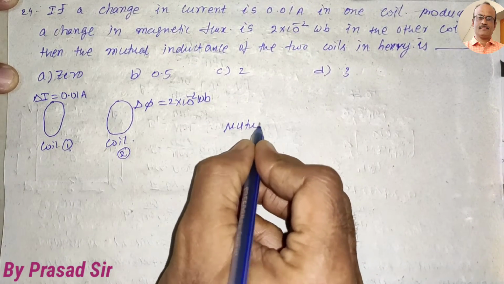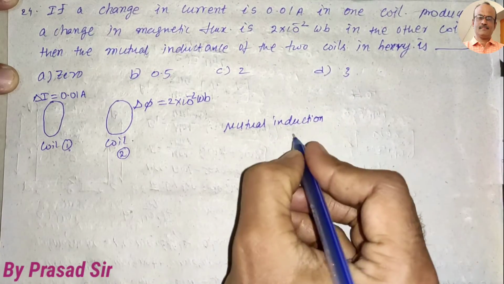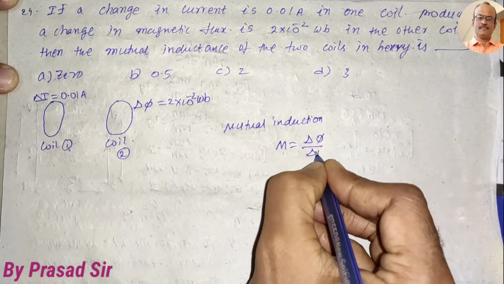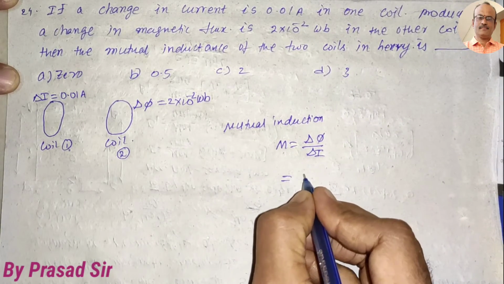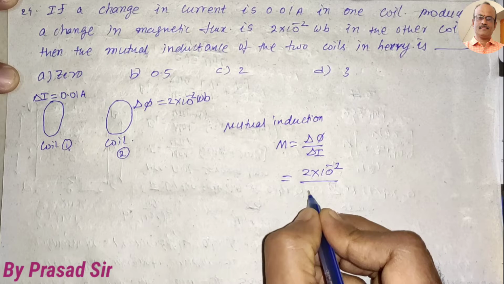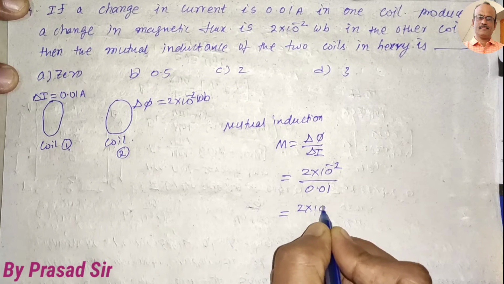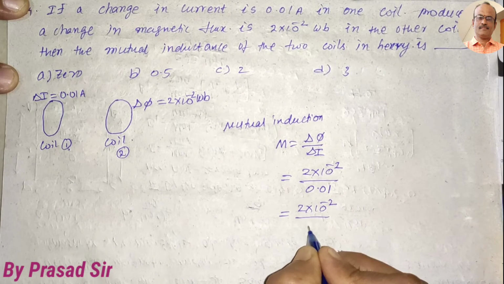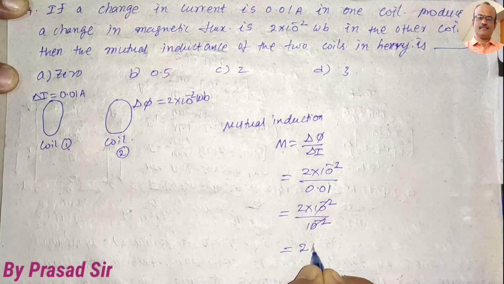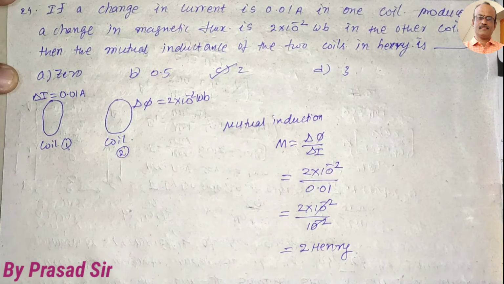What we want to calculate here is the mutual induction M, which is equal to delta phi divided by delta I. That means delta phi, 2 into 10 to the power of minus 2, divided by 0.01. On calculation, 2 into 10 to the power of minus 2 divided by 10 to the power of minus 2, both get cancelled. So we get 2 Henry. Which option is correct here? Option C is correct.